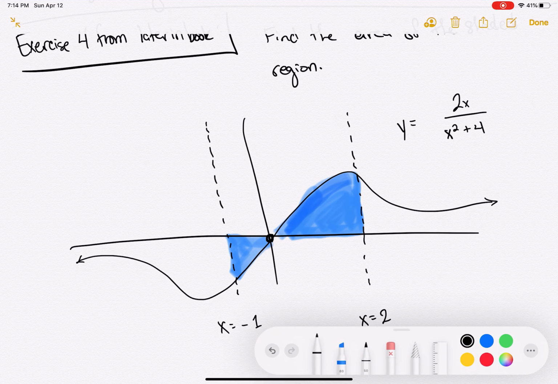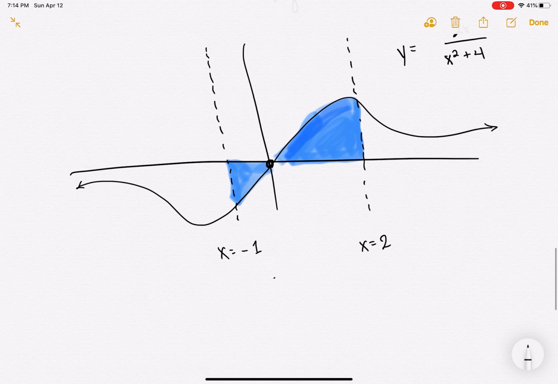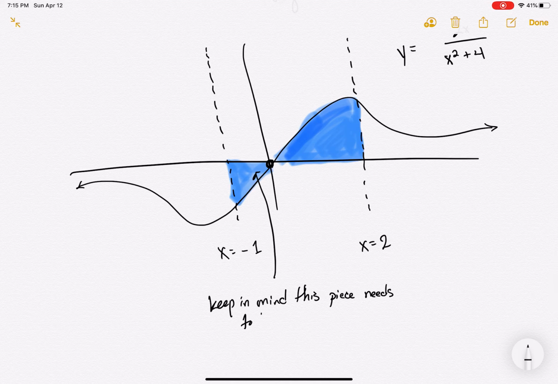This is pretty standard stuff. We just want to keep in mind this piece needs to have a negative sign. If it's the area of a region under the x-axis, you put a negative sign in front of it because the regular integral would give you a negative number, and that's not what we want here. So we're going to give a negative sign to that piece.